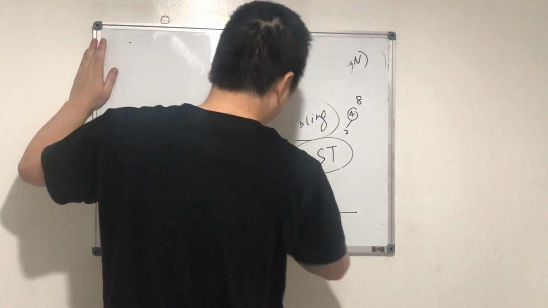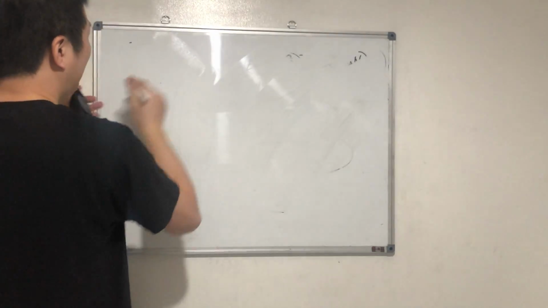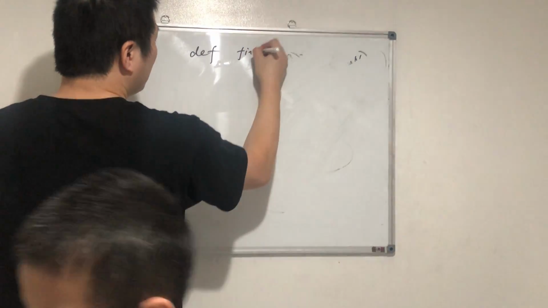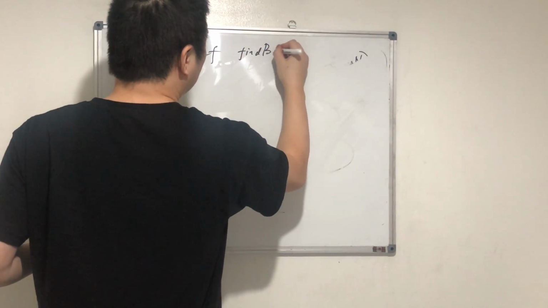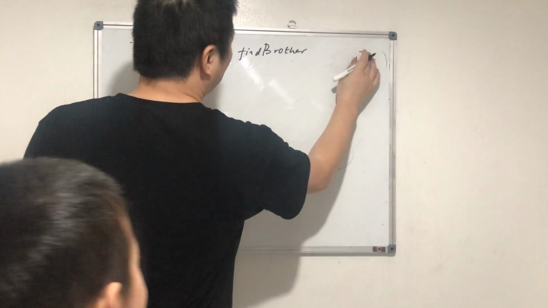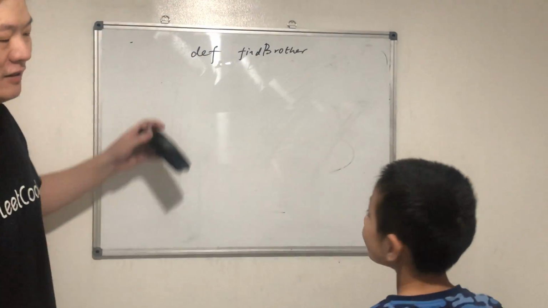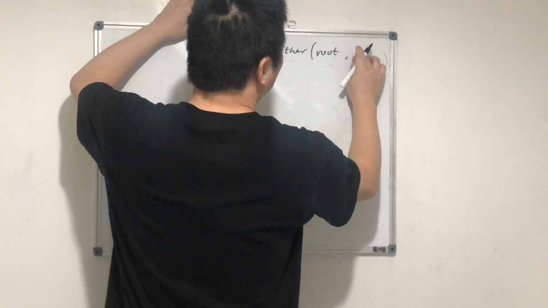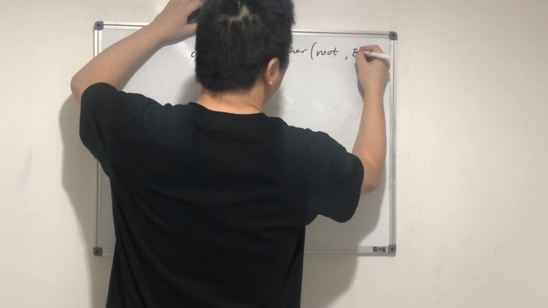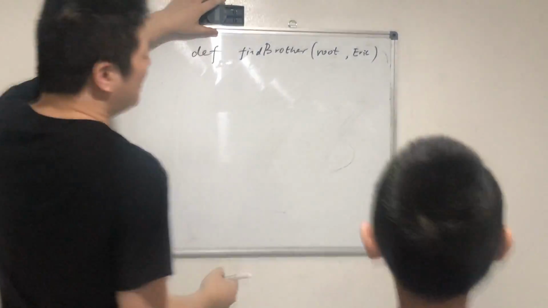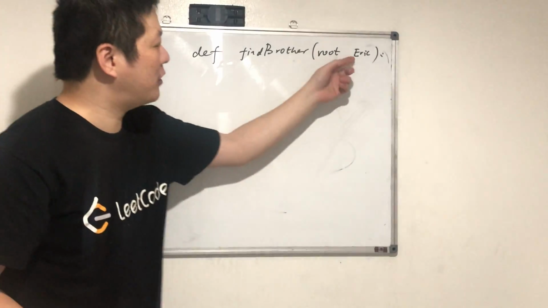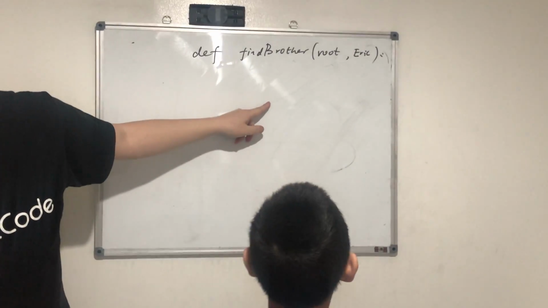Let's do this. You tell me what to do. Okay, define find brother. Find brother, with root, and let's find this node. Maybe let's name it Eric, or Ryan, it doesn't matter. So given Eric, we want to find Ryan. Is that okay?